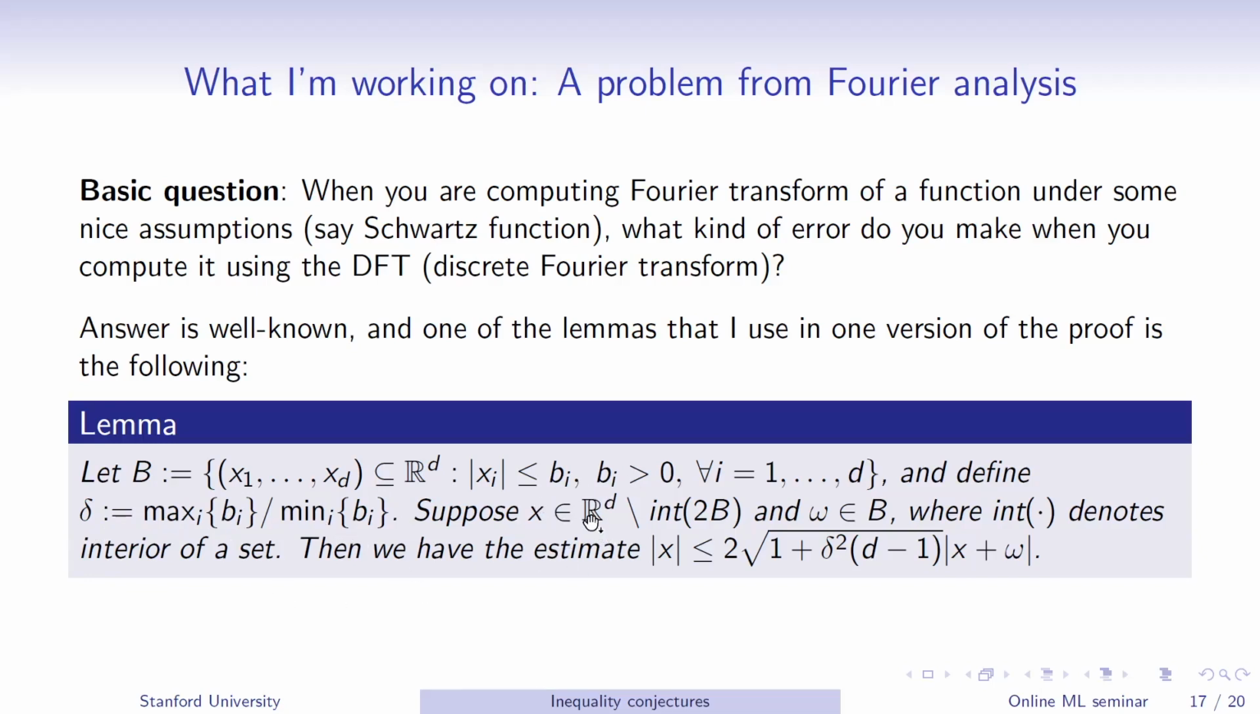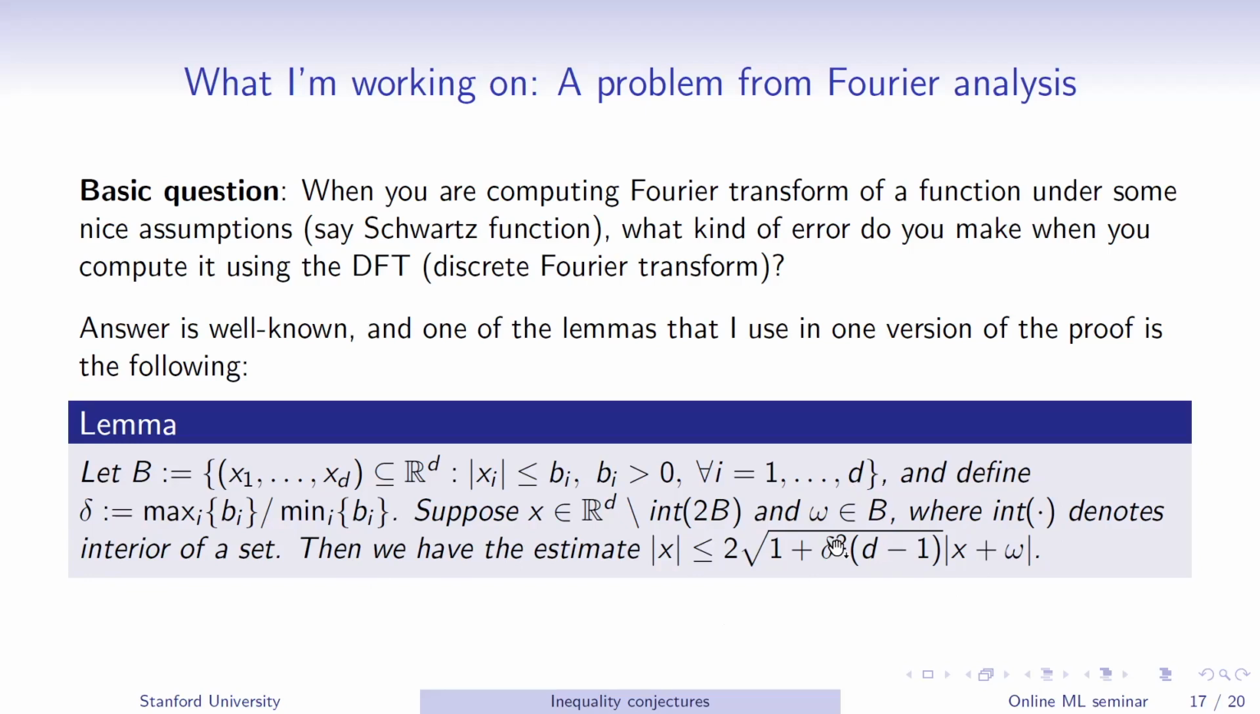Okay, so now consider this set of points, where you take out the interior of the cube. So you have this set of points that is outside your cube, and you have omega that belongs to the cube. So you have points that belong to the cube and points that lie outside the interior of the cube. These are two sets of points, x and omega. Then you can prove this estimate. The estimate is this: the distance to x, for any x that is outside the interior of your cube, is going to be bounded by a constant, 2 times square root of 1 plus delta squared, d minus 1, times |x plus omega|. The absolute value means the Euclidean distance, by the way. So this is a result that you can prove.